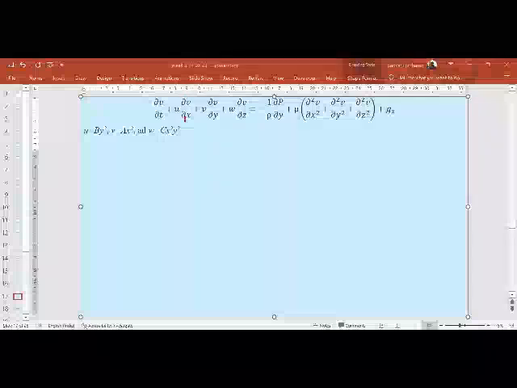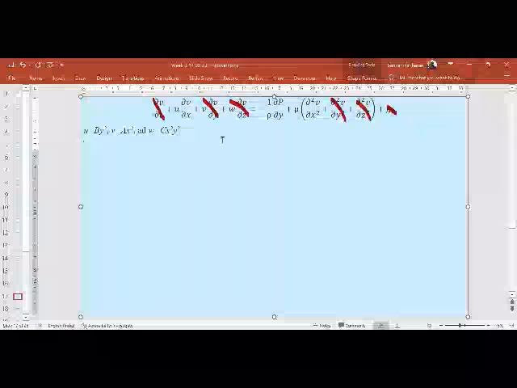W times ∂v/∂z, so this term again goes to 0. Minus 1 by rho ∂p/∂y, we'll keep it as it is because that's what we need to find out. And when we do the double differential, ∂²v/∂x² will not go to 0. It will come out to 2a. ∂²v/∂y² goes to 0, and ∂²v/∂z² also goes to 0. We've been asked to neglect gravity.